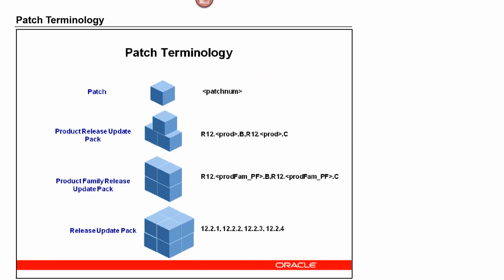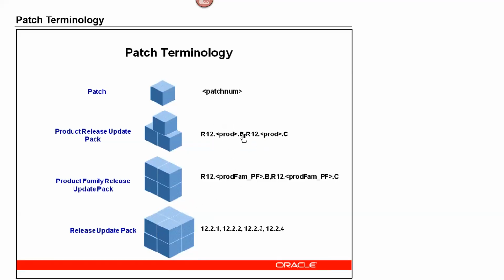So that is the process we normally follow. Sometimes you may have to upgrade the product release update pack. For a particular product, you may have to update from some level to another level. So those come under this terminology. Or sometimes you may have to upgrade a family. So either you might upgrade a product.